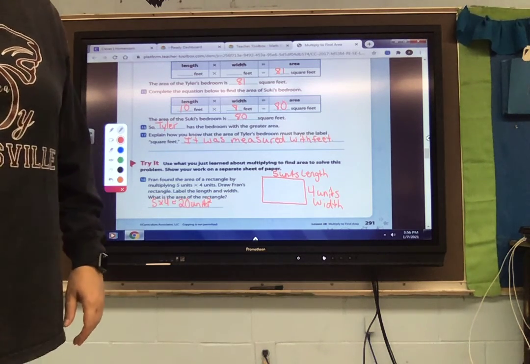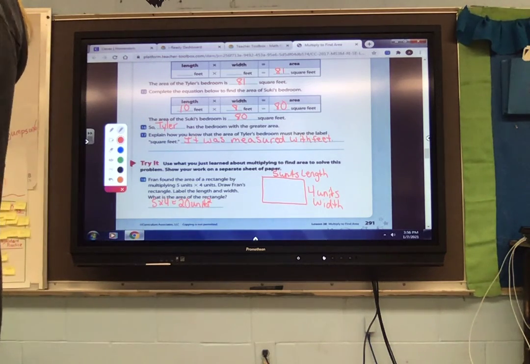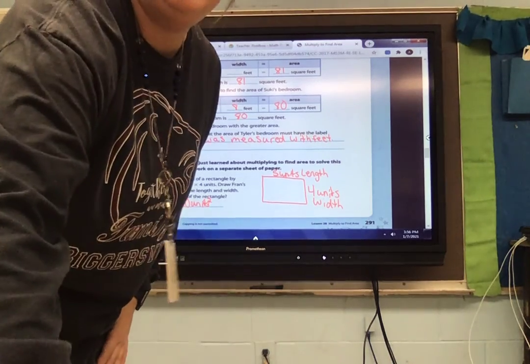Okay, so now what you're going to do is you're actually going to tear out 2 red pages. That's going to be working with length times width. So in your red book, you're going to need to tear out page 303 and 305.